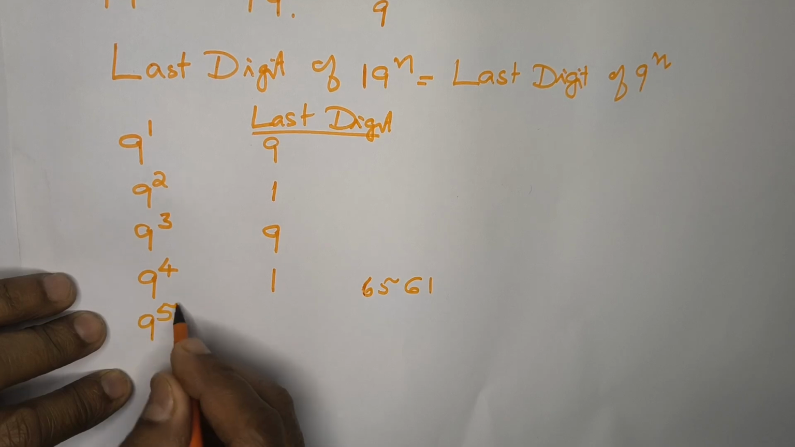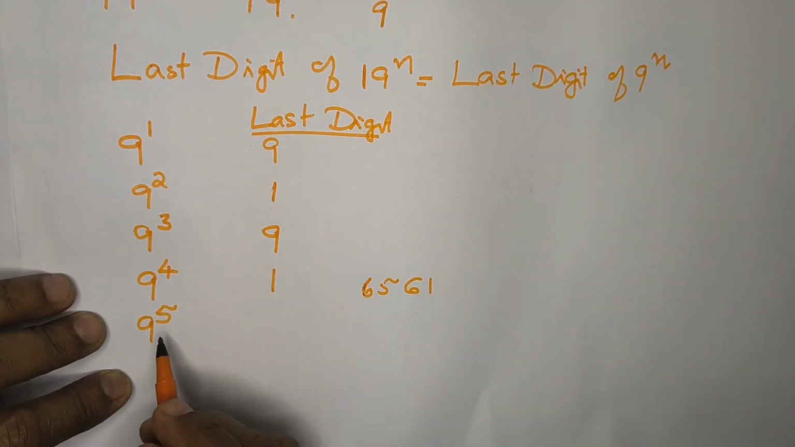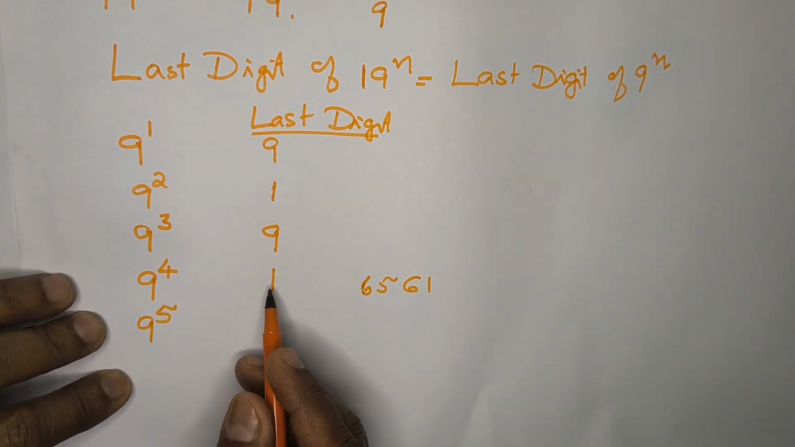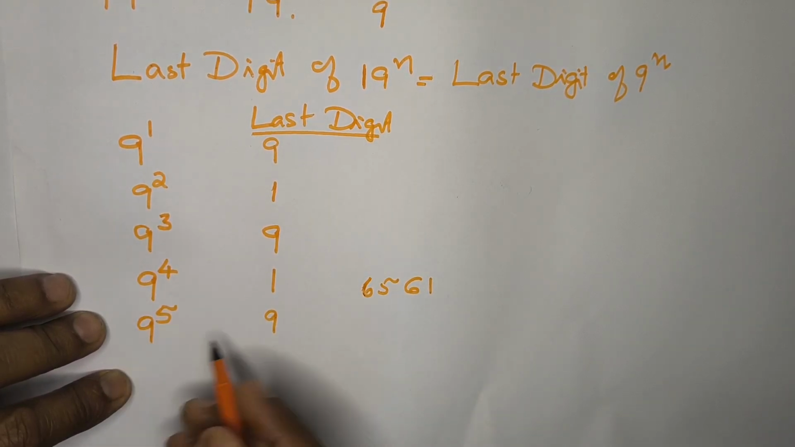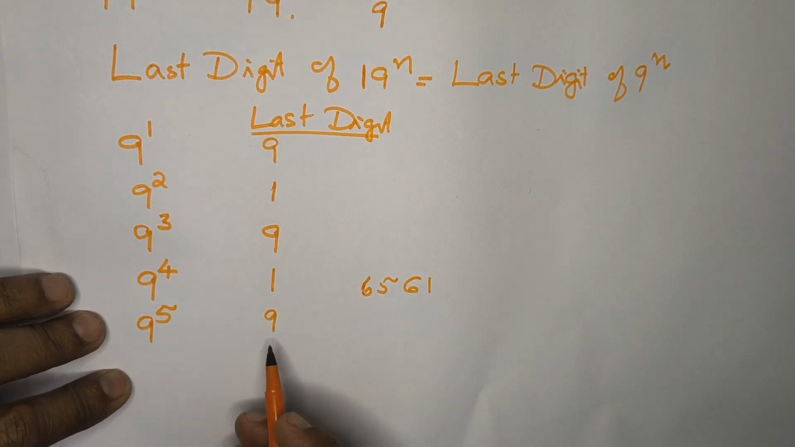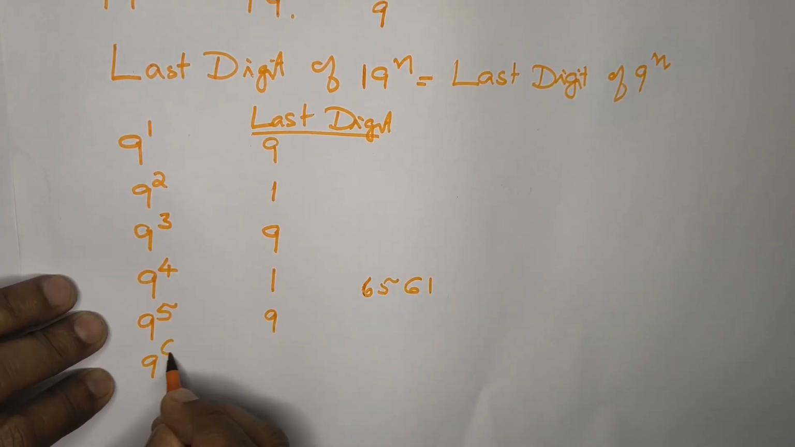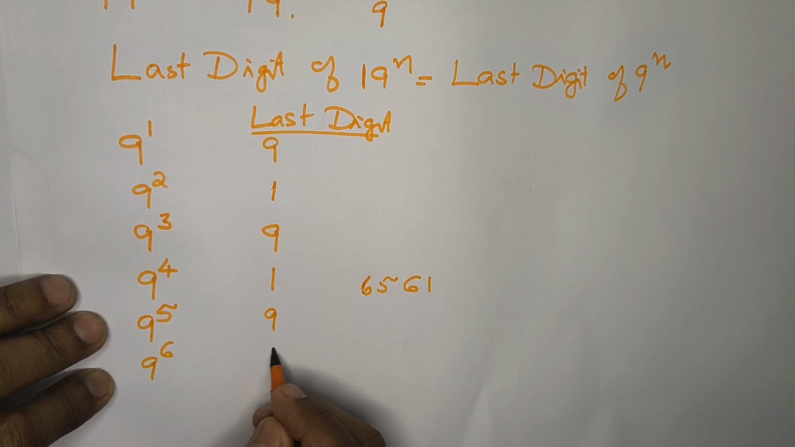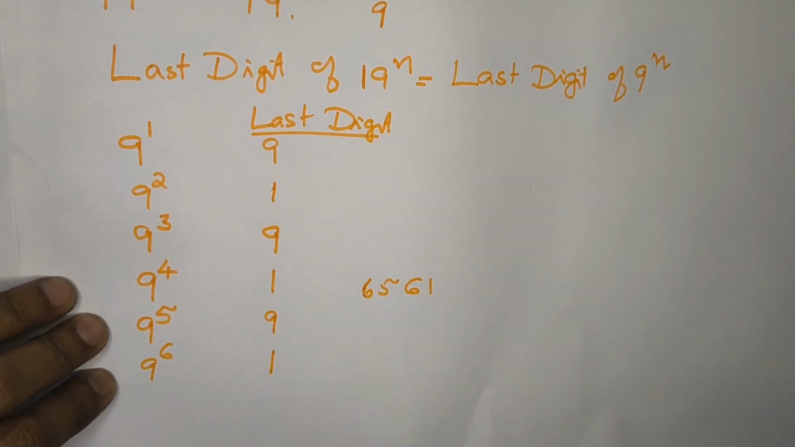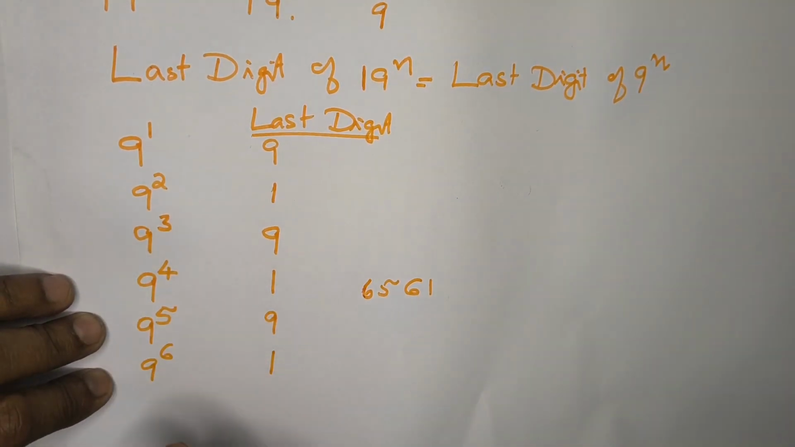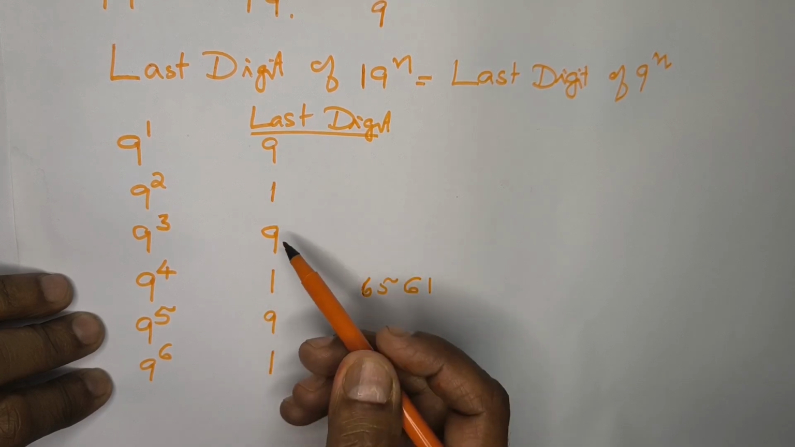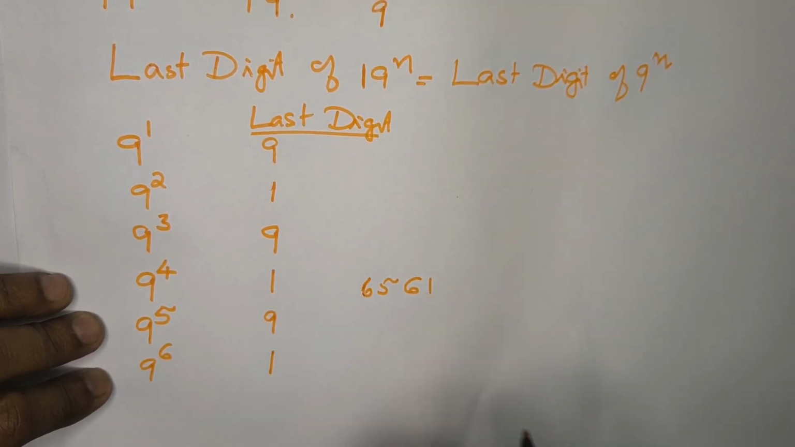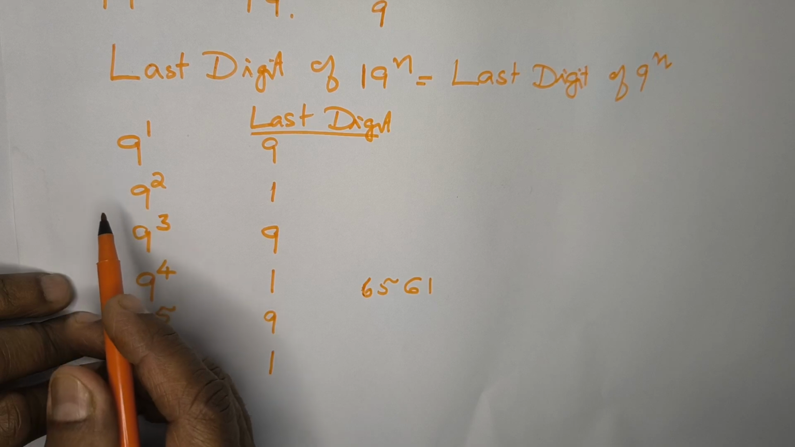Now 9 power 5, that will be a huge number. To get the last digit, can you see 1 being the last digit of 9 power 4? That into 9. You can check it out. You will be getting some big number whose last digit will be 9. And if you go on like this, 9 power 6 will have last digit as 1. So I have written the first 6 powers of 9, and there is something you can observe here. See, the last digit keeps alternating between 9 and 1. Rather, there are only 2 distinct last digits when you power the number 9.